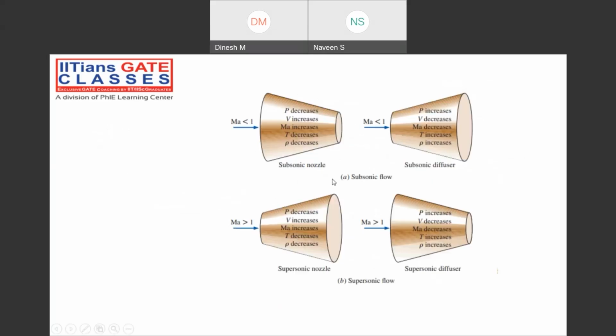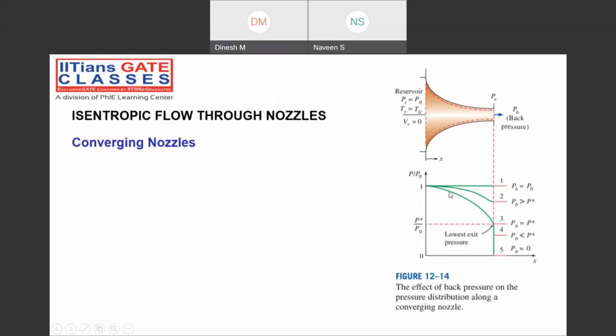Correct. So now, on to the next topic, isentropic flow through nozzles. Here many interesting phenomena will be coming when the flow happens through the nozzle. What changes will be happening? What are all the changes happening in the properties of the fluid? That is also what we are going to cover. So the very first assumption that we are considering over here is isentropic flow.